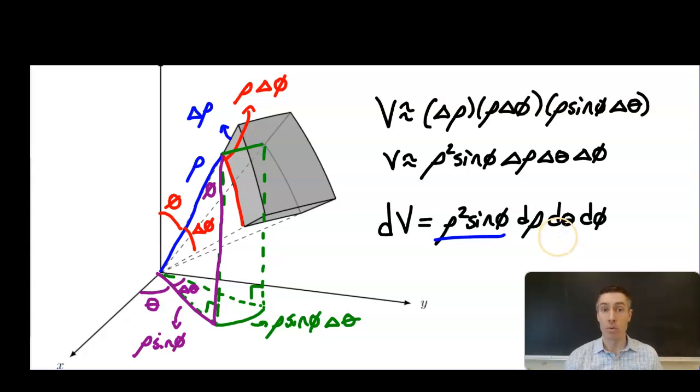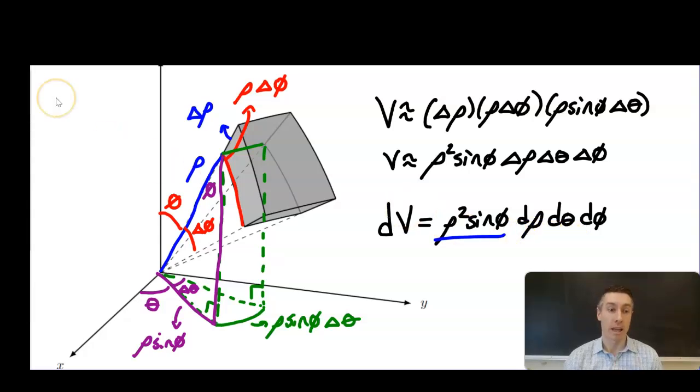For cylindrical, we had r dz dr d theta, so that factor of r was important. For spherical, the factor of rho squared sine phi is going to be important to include in every spherical triple integral that we set up. So now that we've established this idea, which is one of the more important ideas in this video, let's put it into applications.